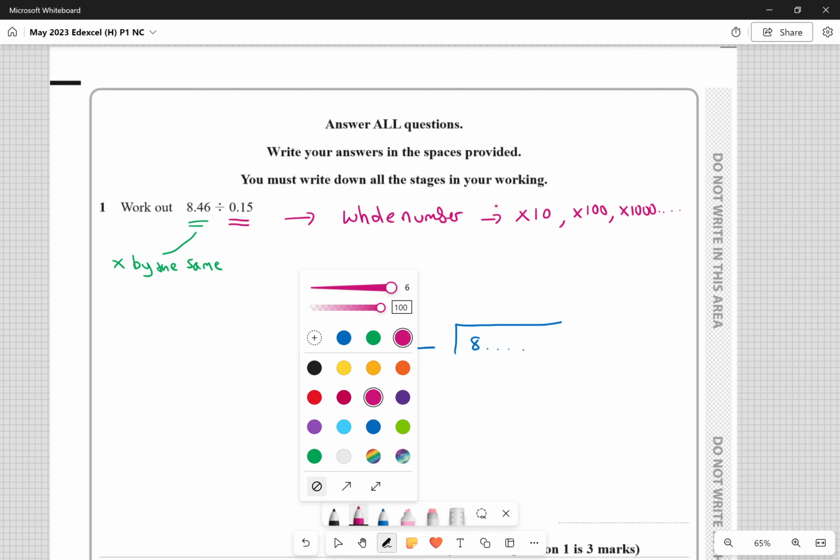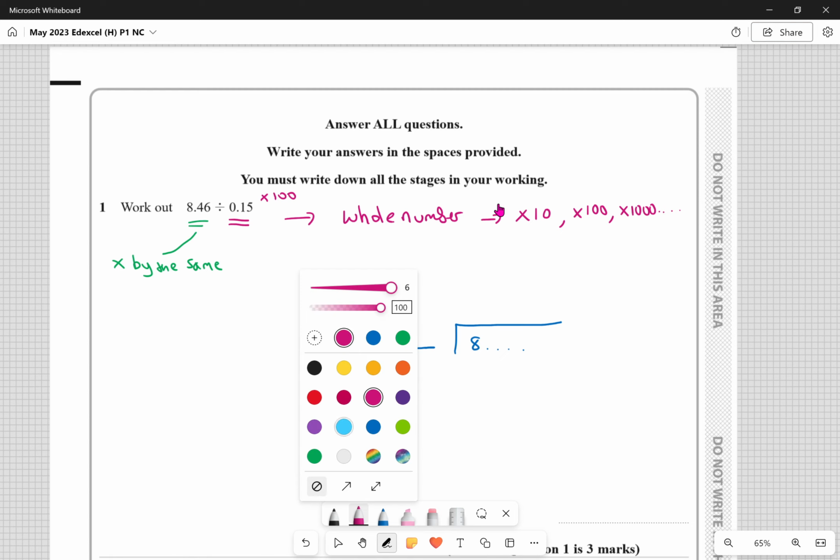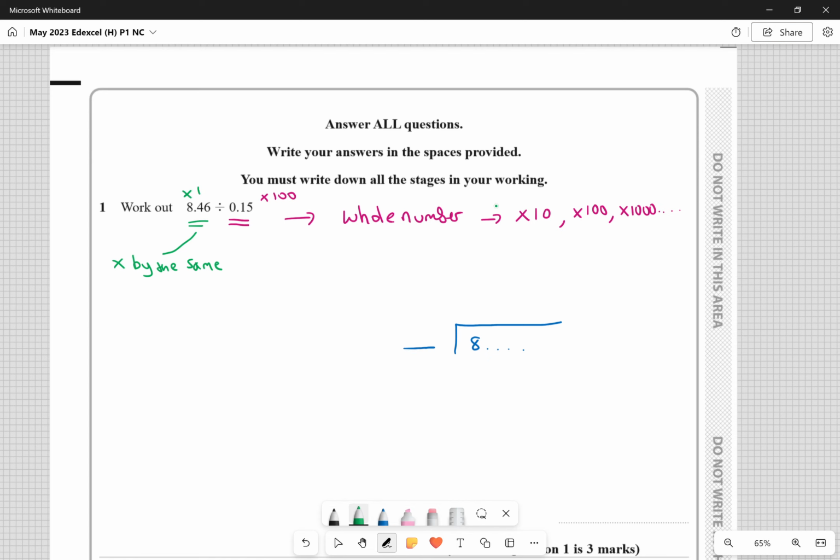Now remember, when you're multiplying a decimal by powers of 10, your numbers are going to shift one place to the left. So how many places to the left do we need to shift 0.15 to make it a whole number? So we're going to shift it one place, two places. So we're going to multiply this by 100. And because we're multiplying the 0.15 by 100, we have to do the same thing to the 8.46, multiplied by 100 as well.